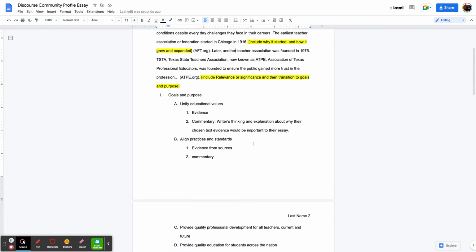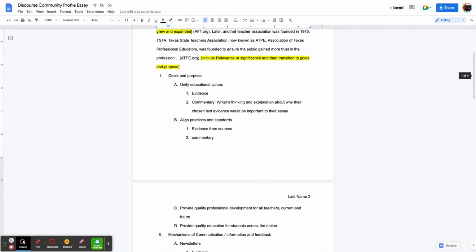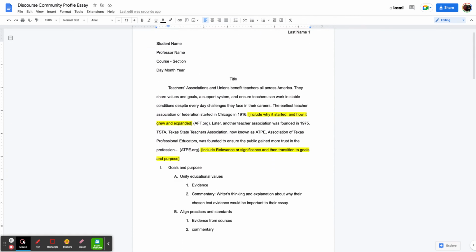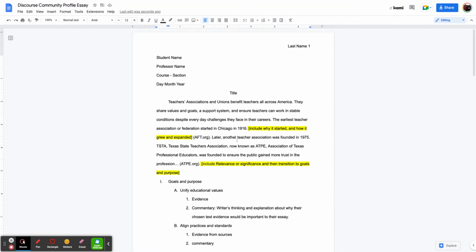And so I would just really want to make sure that I'm going in and I'm building out that essay. And that, my friends, is how you take an outline into a rough draft.